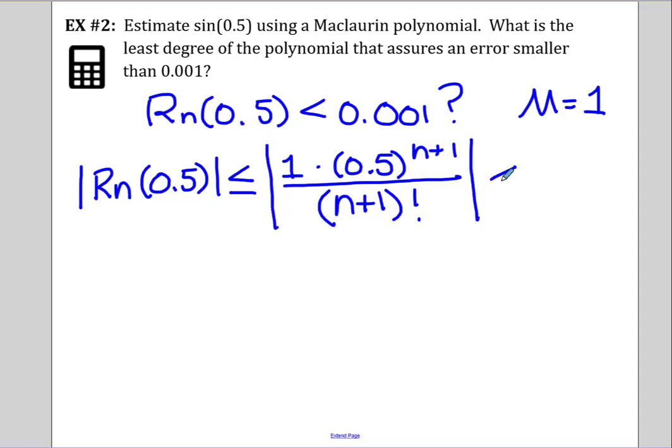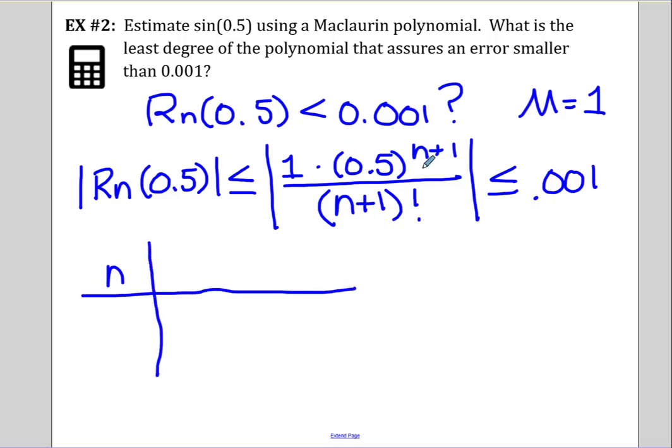That's our remainder, and that's got to be less than this value, 0.001, okay? So the remainder has to be the maximum times the next value divided by the next value, or this missing unused term. It's got to be less than 0.001. So the easiest way for right now, I think, would be to make a table where we're going to figure out if n is 1, and we're going to use this expression here, 0.5 to the n plus 1 divided by n plus 1 quantity factorial. So let's see how that goes.